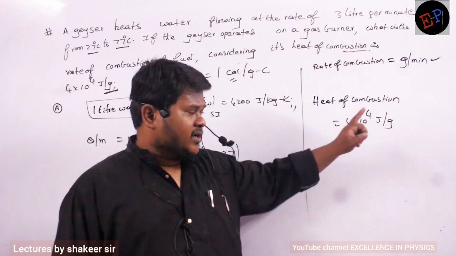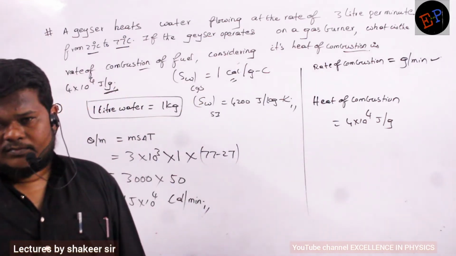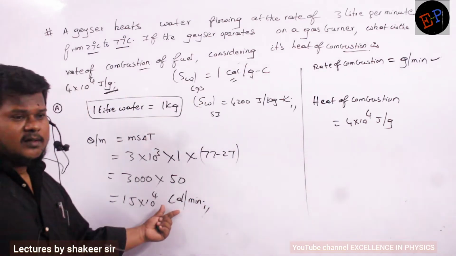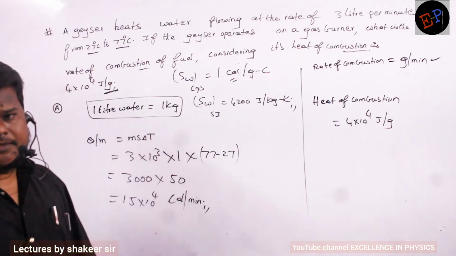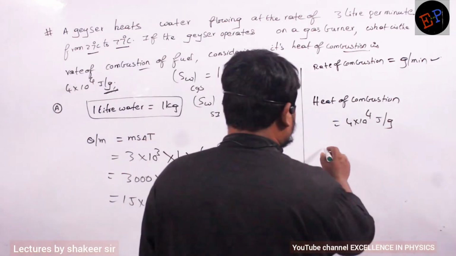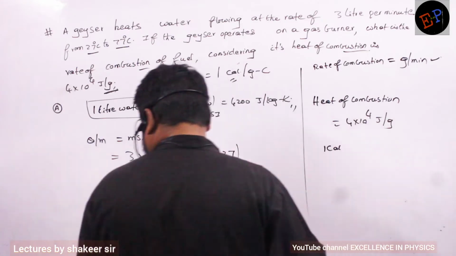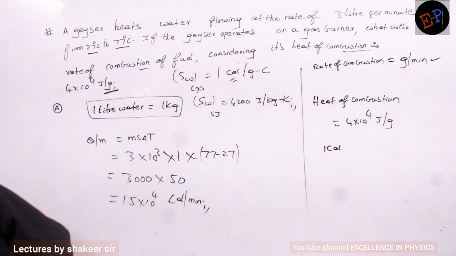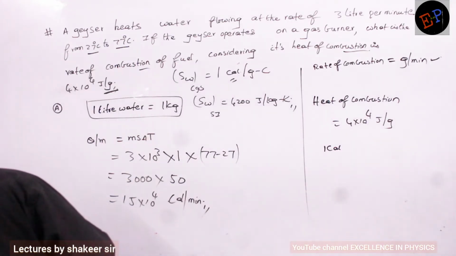But the problem is the value is given in joules, and we have calculated in calories. So how do we convert joules into calories? We already know that 1 calorie is equal to. First of all, let us see in what terms the answer is given.